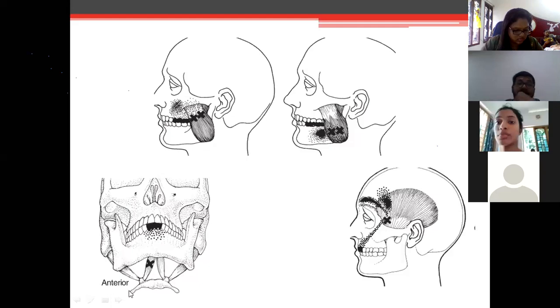And another thing, the anterior belly of the digastric is the only one which causes pain in the anterior teeth. Your temporalis will cause pain in the upper anterior teeth. Your anterior belly of the digastric causes pain in the lower anterior teeth, not the masseter muscle.